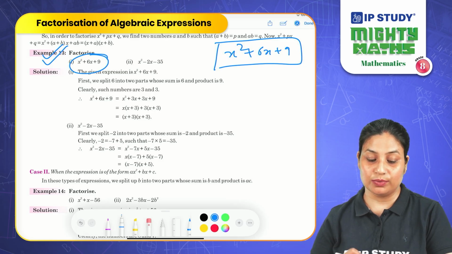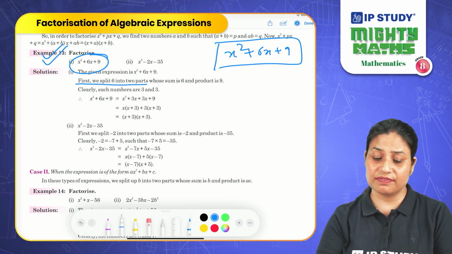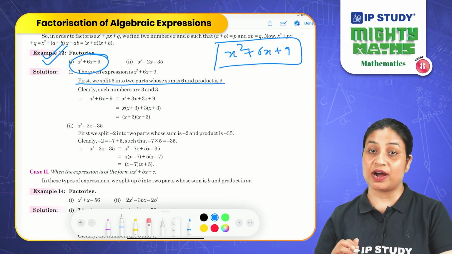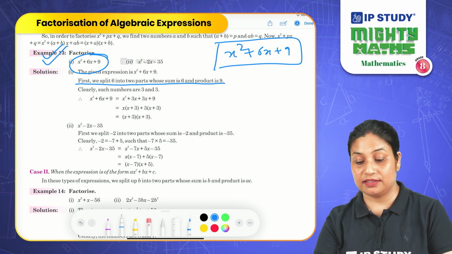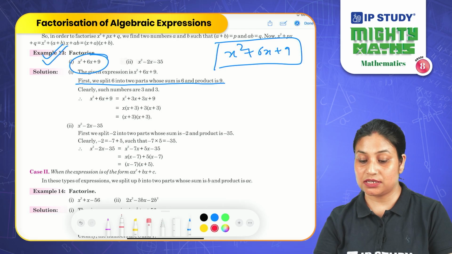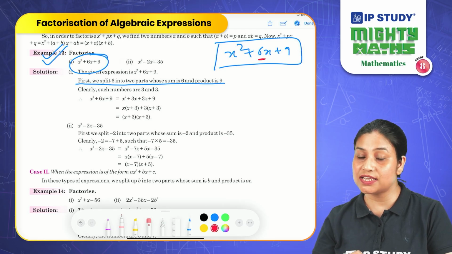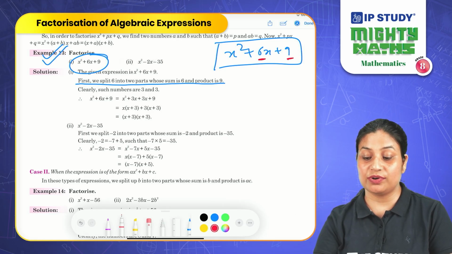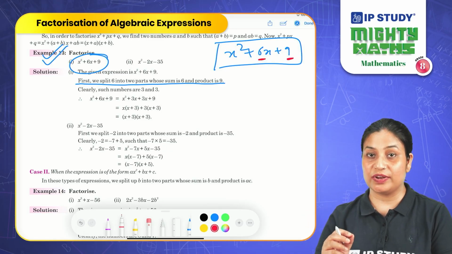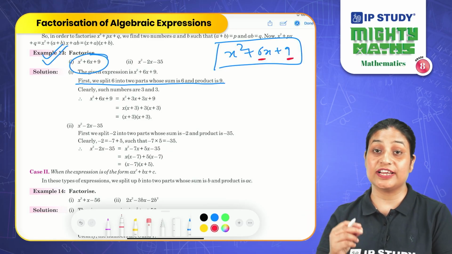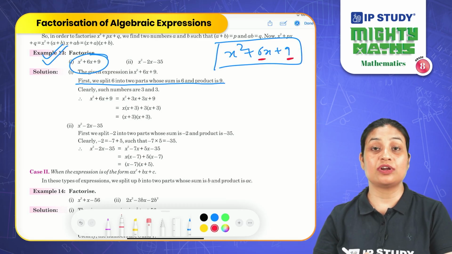So, what will we do? First, we will split 6 into 2 parts in such a way that when the 2 parts are added, they give me 6. The sum should be equal to 6 and the product should be equal to 9. So think of 2 numbers that you multiply to get 9, and when you add, you get 6. So, think of these 2 numbers.